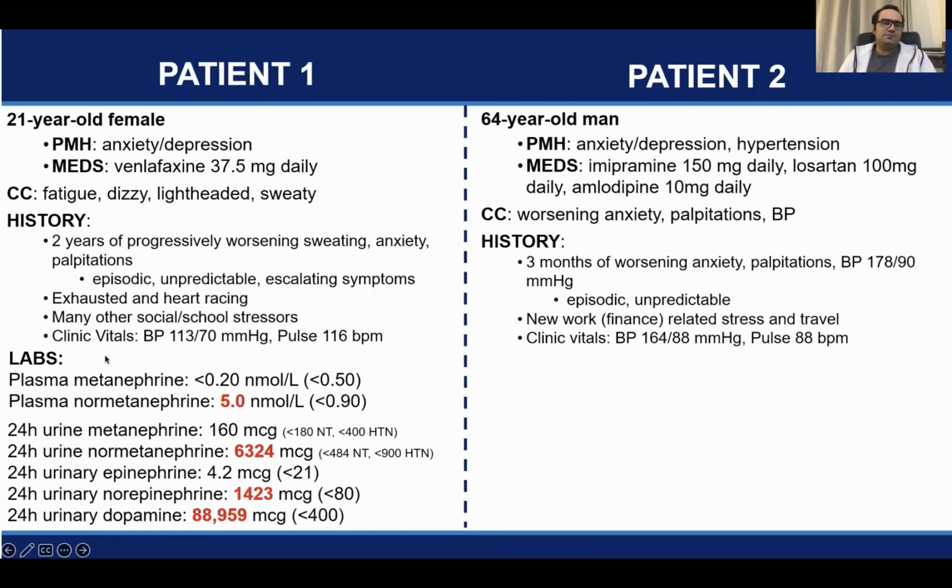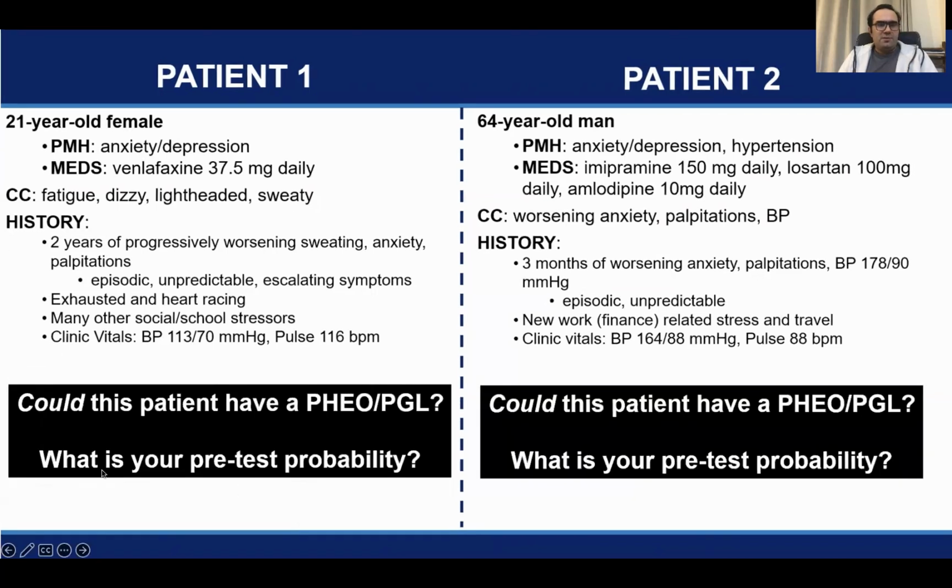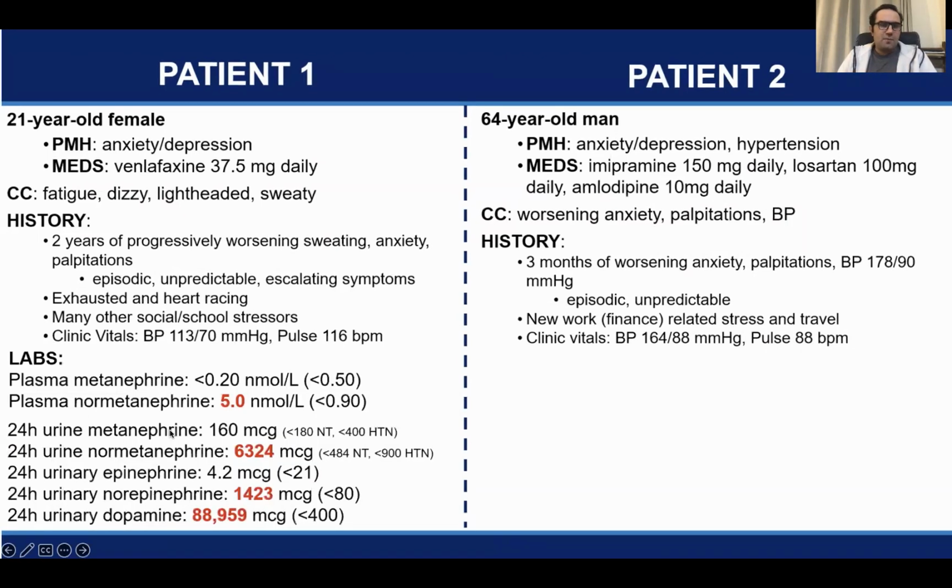Now, if we do the labs of the first patient, frankly, in the first patient I have a very high pretest probability because of the episodic symptoms, and they are worsening, with sweating, anxiety, palpitation, although the blood pressure is normal. While in the second patient, we commonly encounter such patients who have anxiety, depression, and hypertension. This may be primary hypertension, and the patient may have anxiety and depression and is on these drugs.